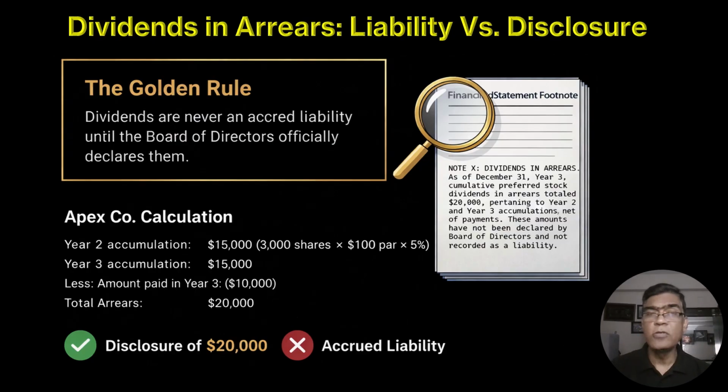However, since these dividends have not been declared, they are not accrued as a liability. Instead, they are disclosed in the financial statement footnotes, as shown here, to inform users that preferred shareholders are owed dividends but not yet entitled to payment. So remember, disclosure is okay, accrued liability is not okay. This distinction is critical for proper presentation under US GAAP.